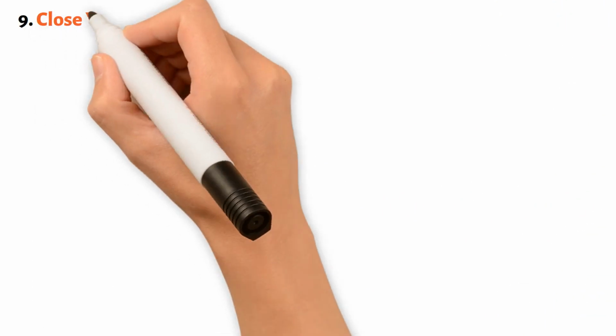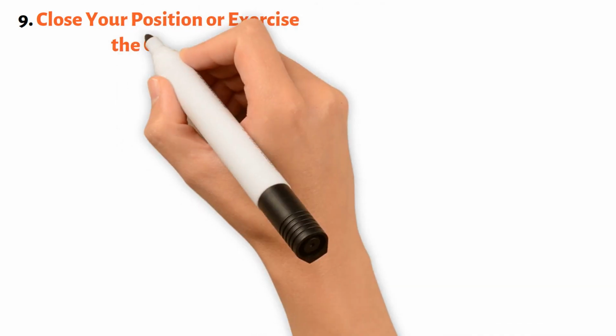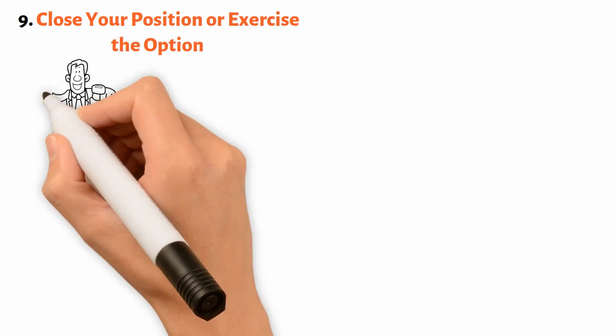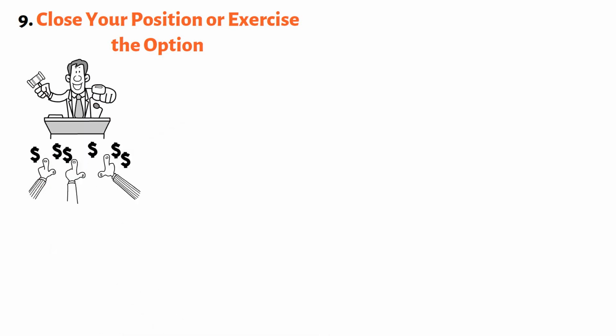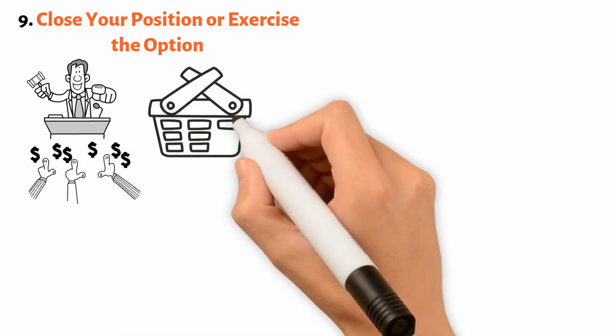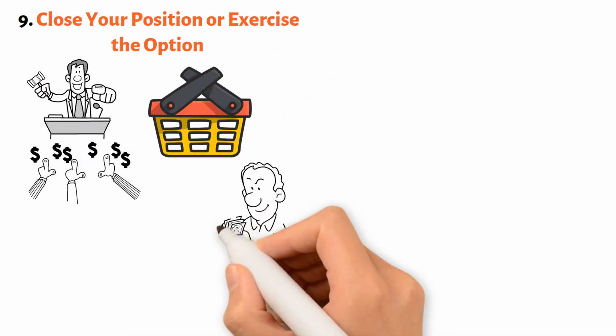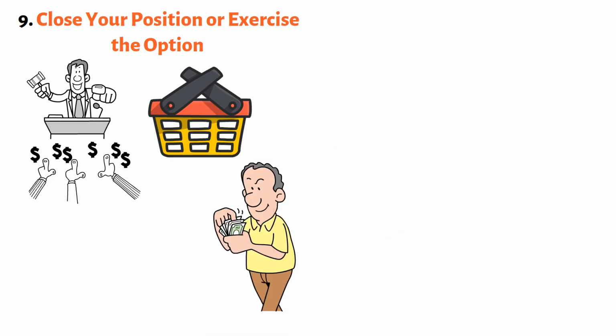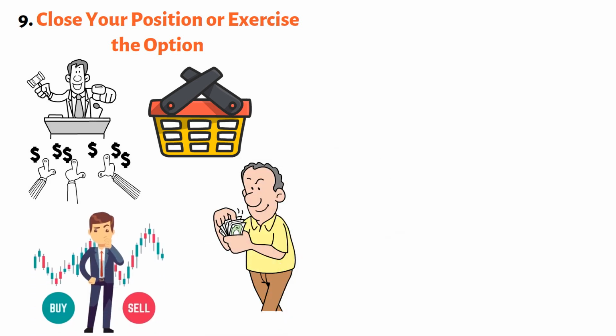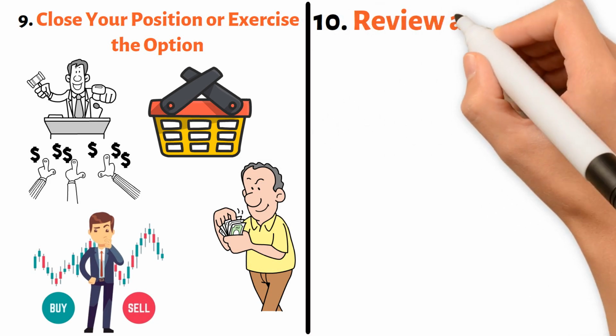9. Close your position or exercise the option. Before the expiration, you can choose to close your position by selling the option if you own it or buying it back if you sold it. Alternatively, if it makes financial sense, you can exercise the option to buy or sell the underlying asset at the strike price. 10. Review and learn.